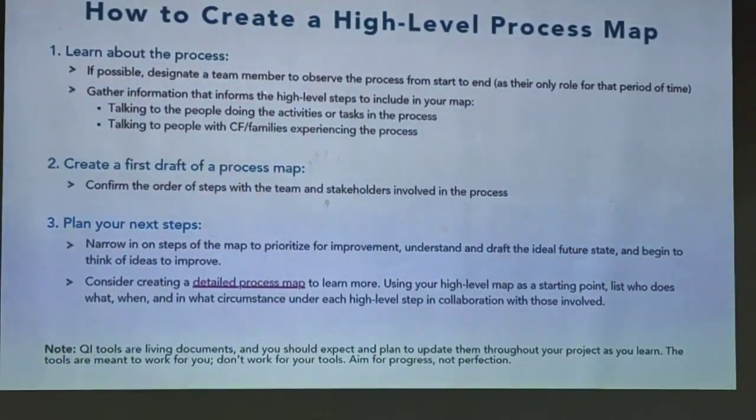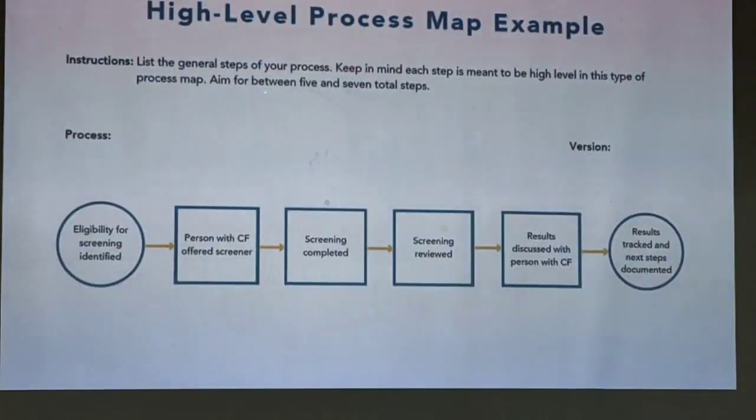And then the next thing that you really want to think about is creating what's called a high-level process map. So this is learning about your process, walking through it, trying to really in a high-level way say what do we do here? And then when we do that, we make a first draft, we talk about it, we go through it again until we come to a consensus on what we're going to do.